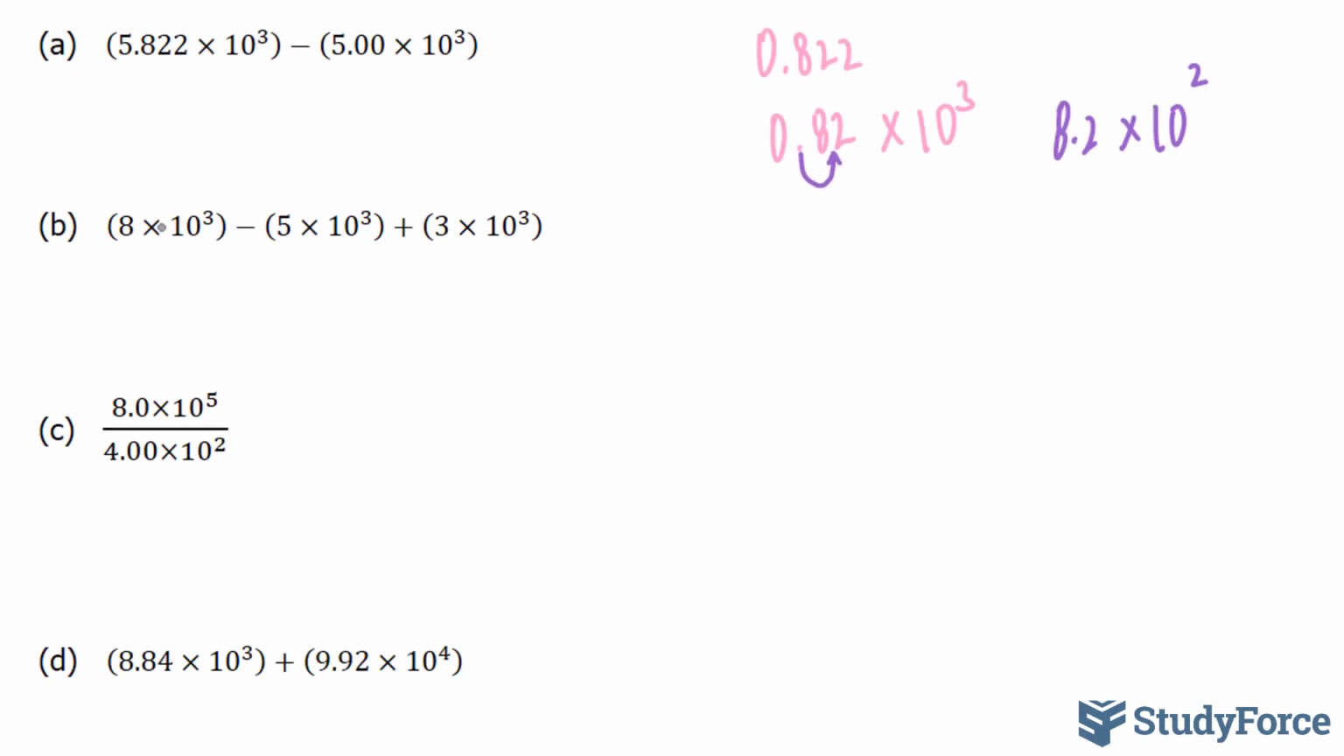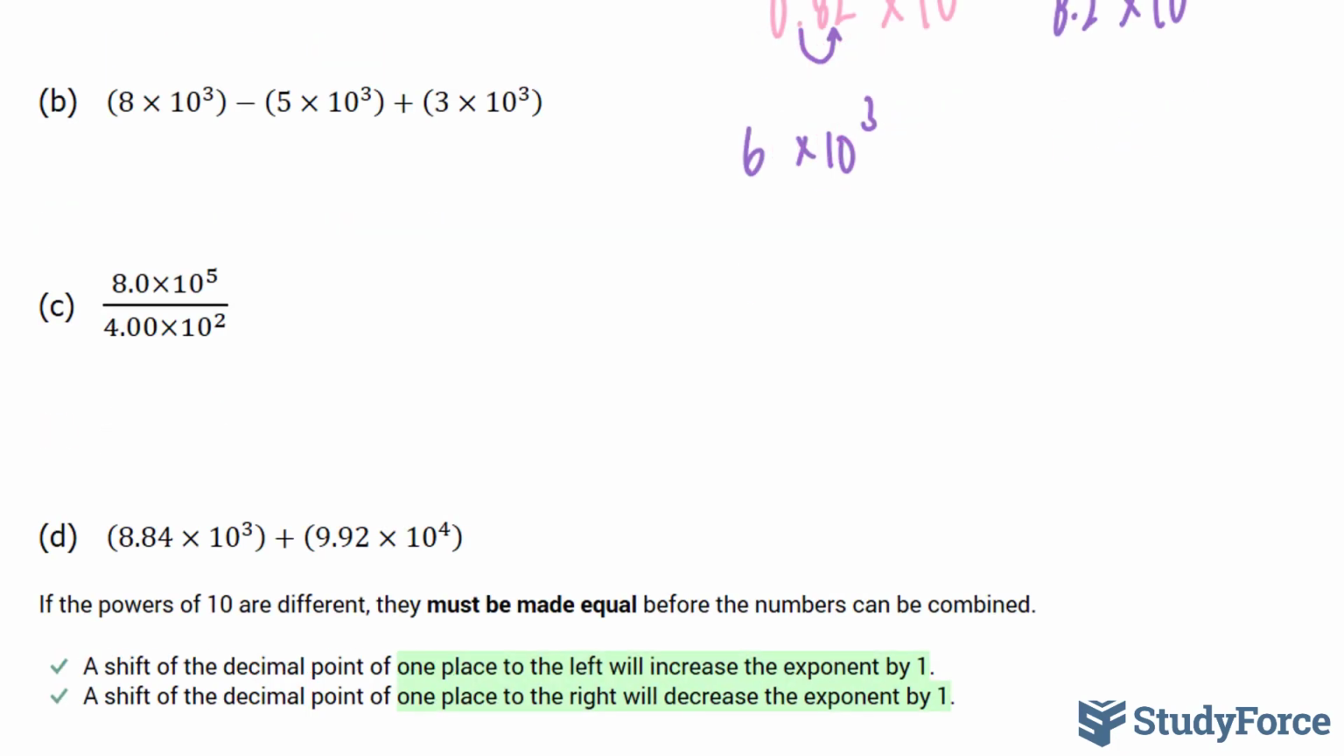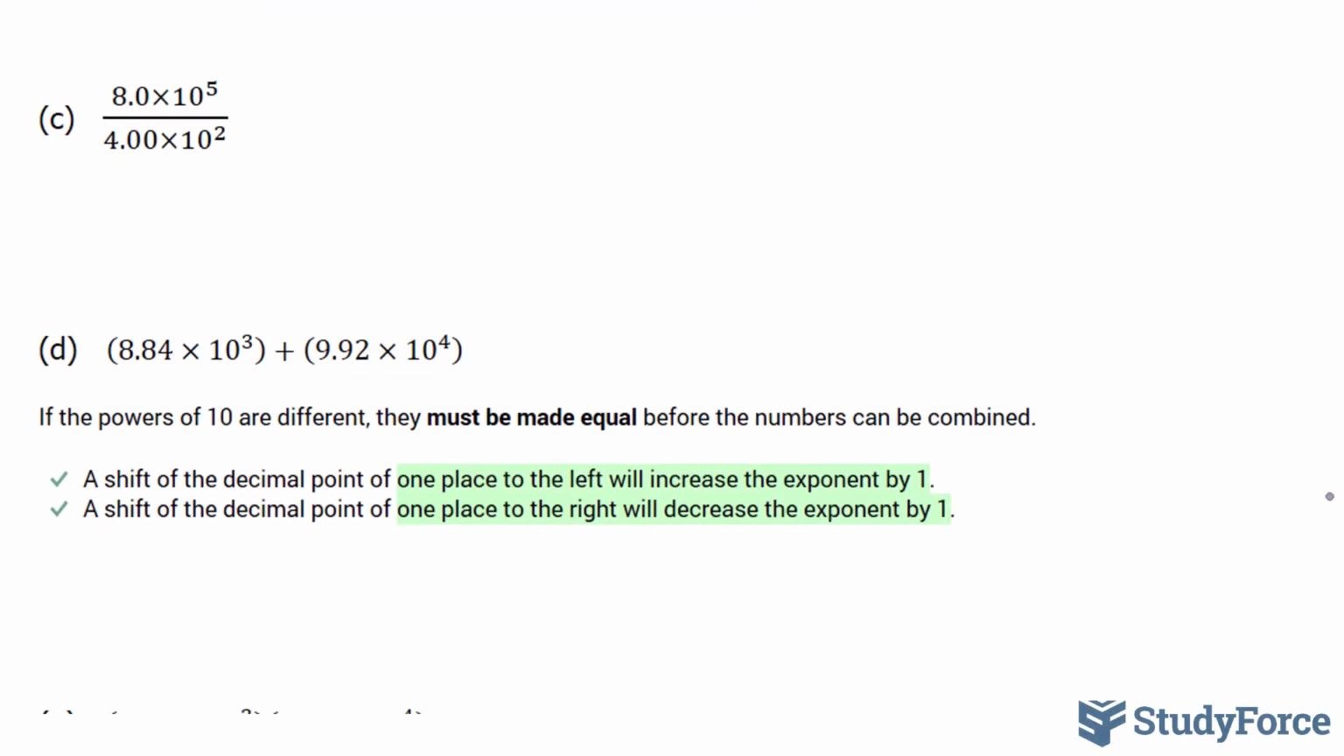Here we have these 3 terms being subtracted and added, and notice that we have the same base, 10 to the power of 3. That means all we have to do is take 8 minus 5 plus 3, which gives us 6 times 10 to the power of 3. It's already in scientific notation, and there's no need to round. In our next example, we'll be dividing 2 numbers, and you'll notice that here we have 10 to the power of 5, and here we have 10 to the power of 2.